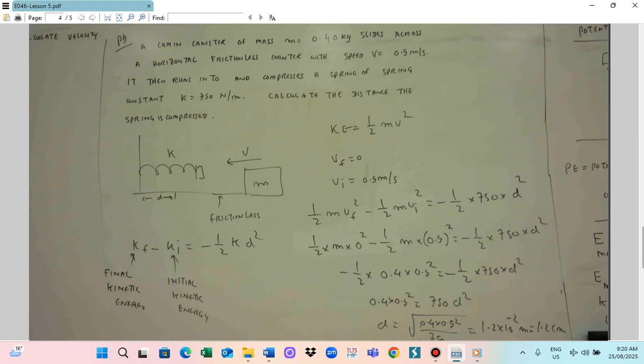So we can calculate d. d is the square root of 0.4 into 0.5 squared divided by 750. This comes to 1/2 into 10 to the power minus 2 meter, or 1/2 centimeter. This way we can calculate it for the system.